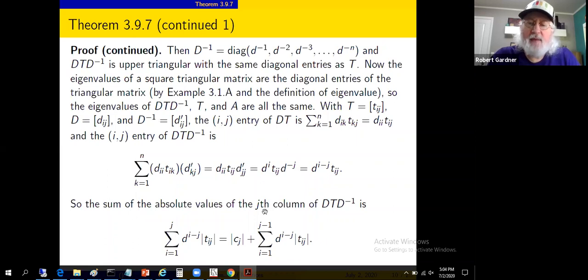Let's sum the absolute values of the jth column of D T D inverse. Okay, I've got the ij entries, so we can certainly do that. We'll fix the j and sum over the i's. So sum from i equals 1 to n. Whoops, why did we stop at j? It's upper triangular. So we'll get some non-zero entries. And remember, this was an upper triangular matrix. We said so right there. So we just sum from i equals 1 until we hit the diagonal.